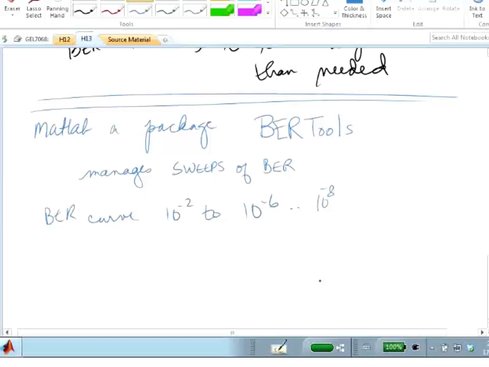So what BERTool does is it just helps you manage these decisions about how to do it. It starts with a block size, and it's a block size that corresponds to the smallest set of bits to be tested. So you say, I'm going to try 10,000 bits at a time. I'm going to run 10,000 bits, and I'm going to see if I get any errors. And if I don't get any errors, well, I'll start iterating to get more errors.